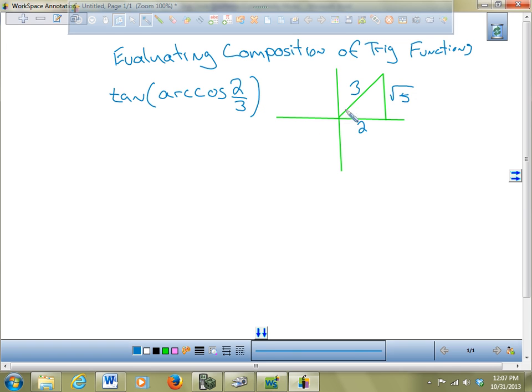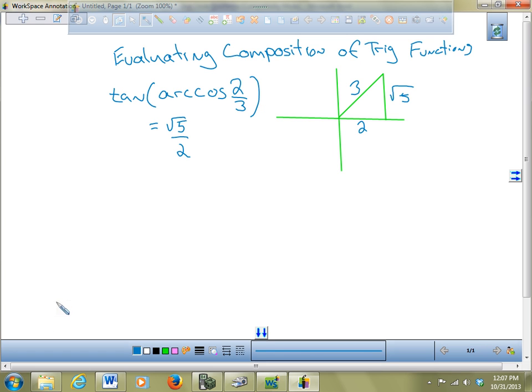So this says there is some angle whose cosine is 2/3. Adjacent over hypotenuse is 2/3. What is the tangent of that angle? Root of 5 over 2. So that's equal to root of 5 over 2, and then you're done. That's all.